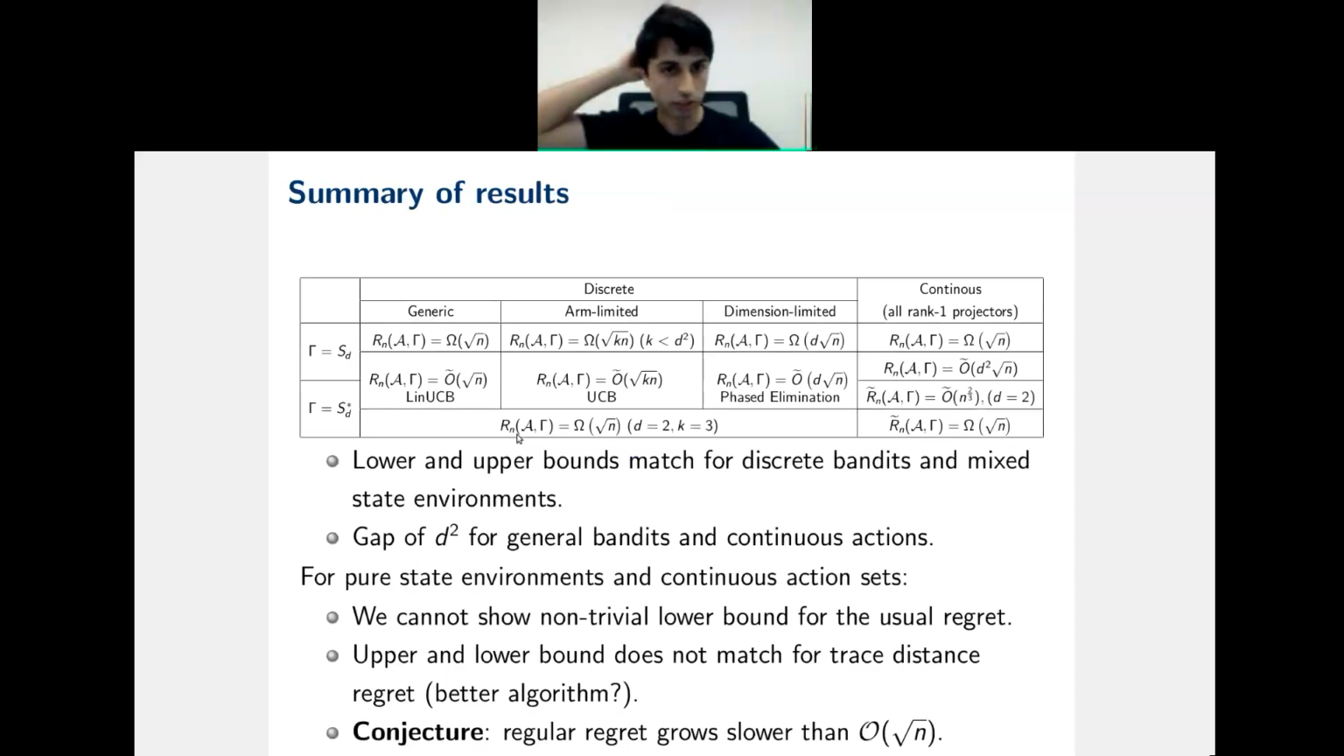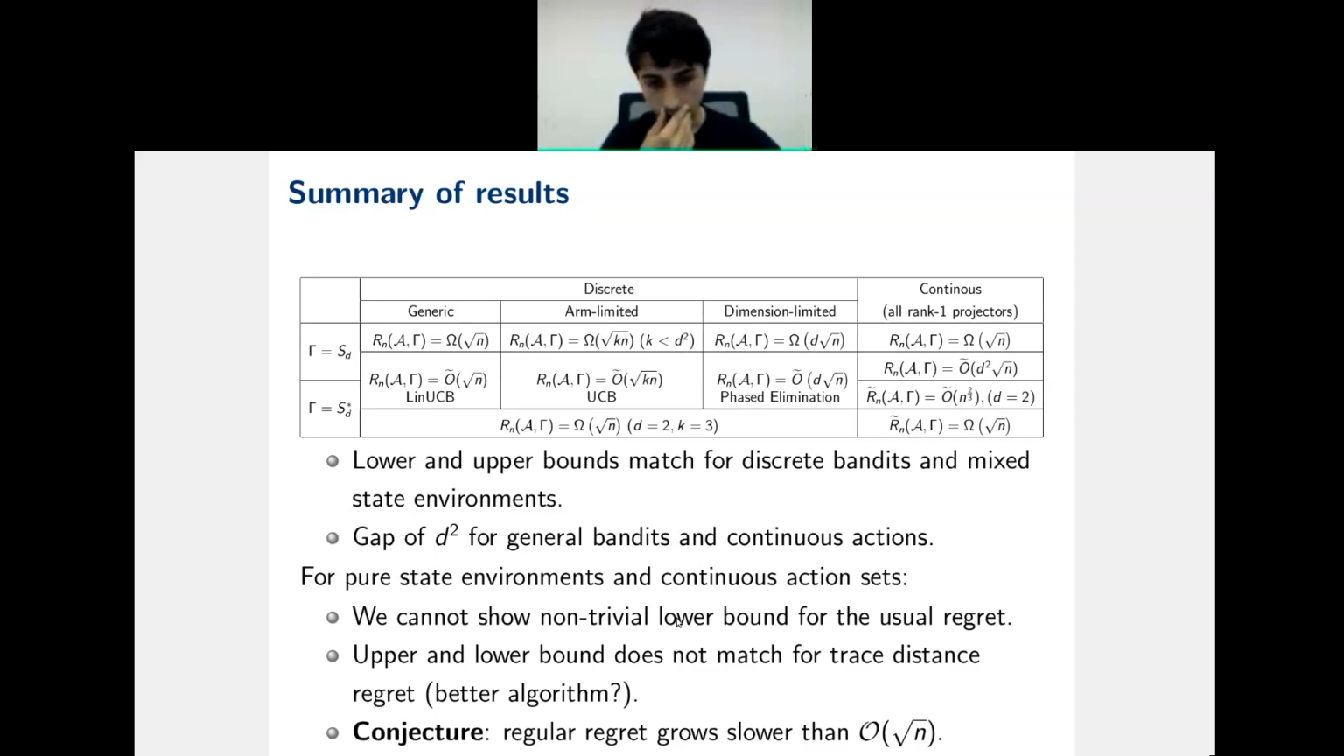Just for a summary of results, we have the lower and upper bounds. They match for the discrete case of actions, but we have a gap of d squared for general bandits, so that they contain all rank for continuous action set with rank 1 projectors. So we have this gap of d squared that I commented on before.